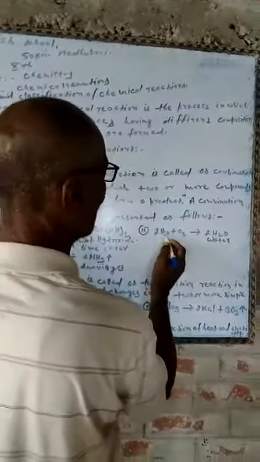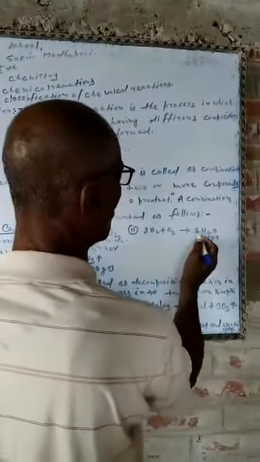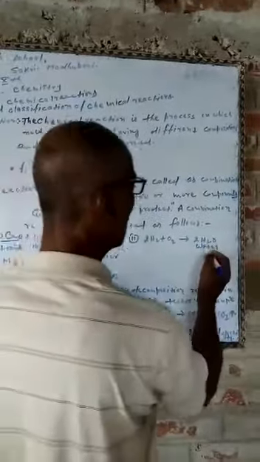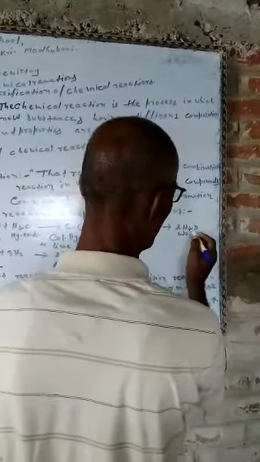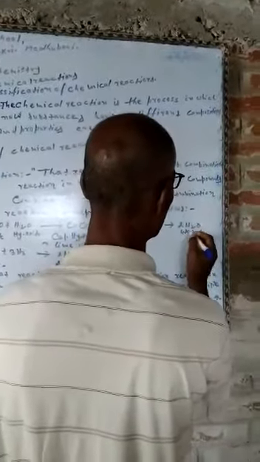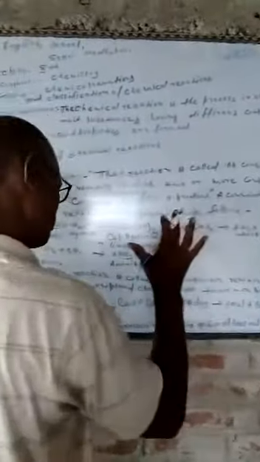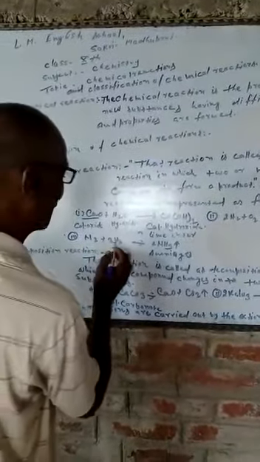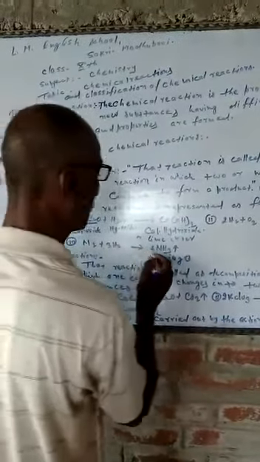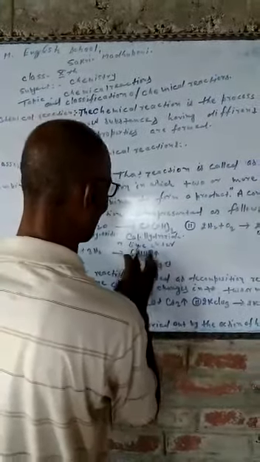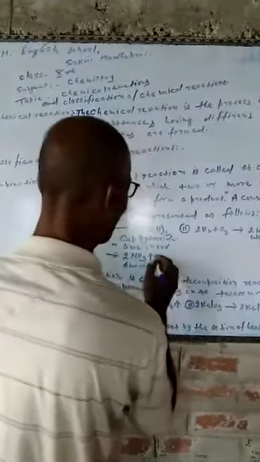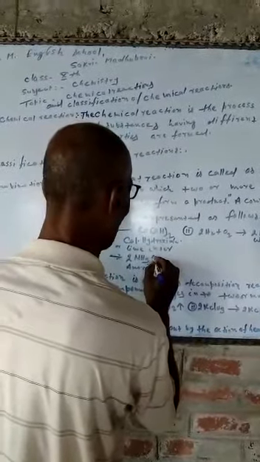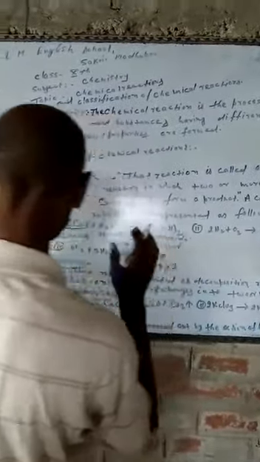Second, 2H2 plus O2 is equal to 2H2O, forms water. 2H2O means two molecules of water. Third, N2 plus 3H2 is equal to 2NH3, ammonia gas.